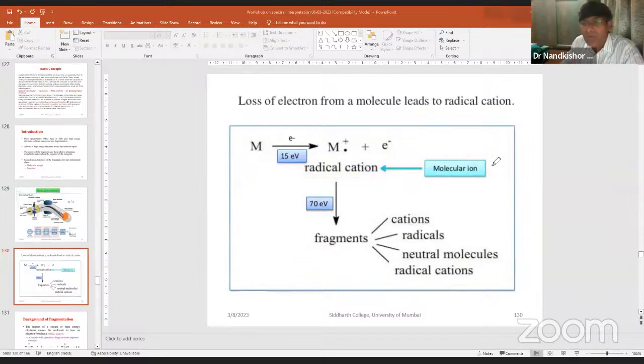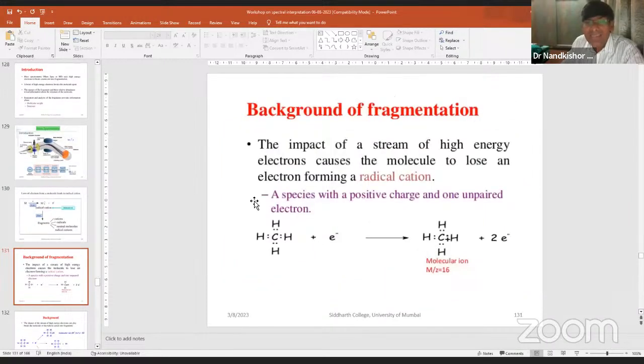So first the molecular ion will be detected, and then this particular radical cation goes into fragmentation, and we will get cations, radicals, neutral molecules, and radical cations. So this process is combined in the instrument, and you will get the different fragments. Now let's see how exactly it happens.